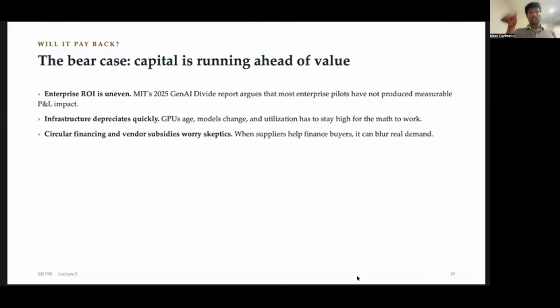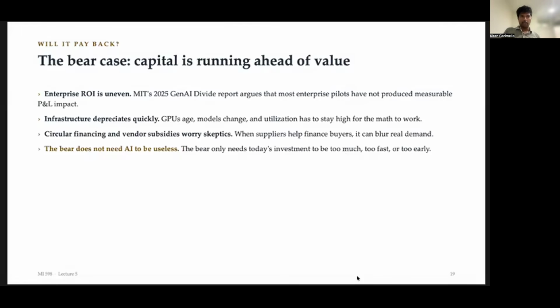And there's also a lot of circular financing. There's a lot of really interesting reporting on this. So Oracle funds NVIDIA, which funds OpenAI, which funds Oracle. There's a bunch of things like that, which are circular financing, where suppliers finance buyers, and so it's really complicated, which is a very good case that this is a bubble. And the bear case is plausible.